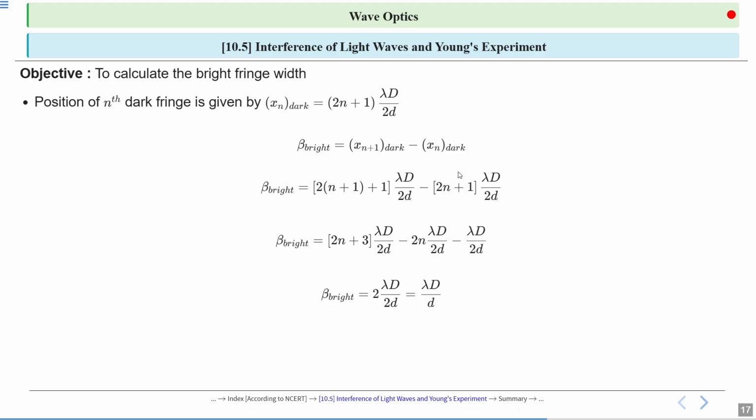Okay, so 2 and 2 will get cancelled out. It will be equal to lambda capital D upon d. This is the formula for bright fringe width in the Young's double slit experiment.